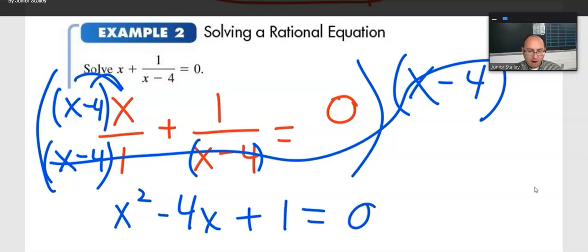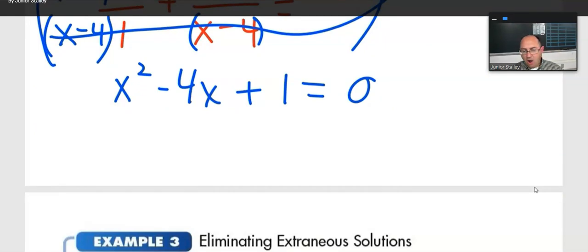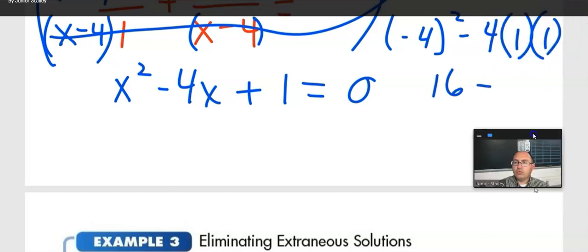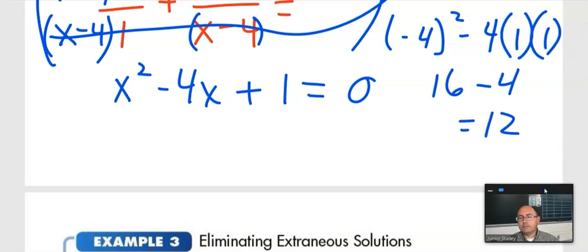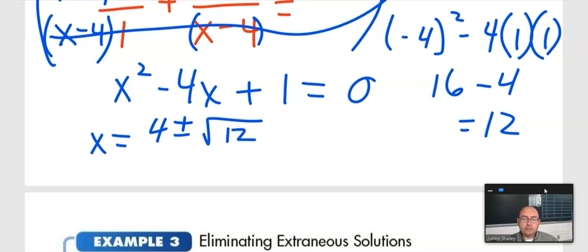Now, this doesn't factor so nicely, so I've got to hit it with the quadratic formula. Or I could complete the square. What's my discriminant? Squared minus 4 times a times c. Okay, so that is 16 minus 4 or 12. Okay, so if we've got our discriminant, then the rest of the quadratic formula would be the opposite of b plus or minus the square root of the discriminant all over 2 times a.